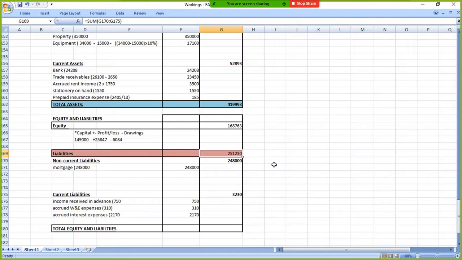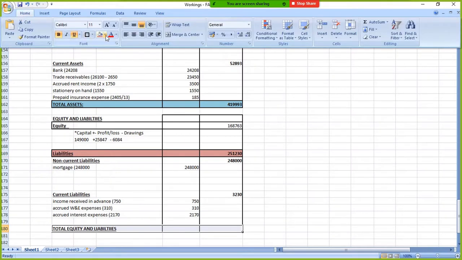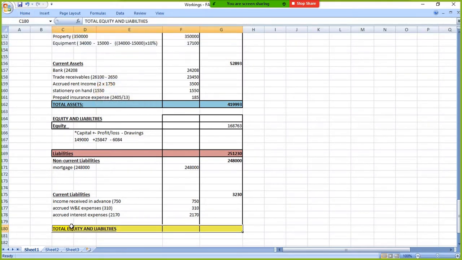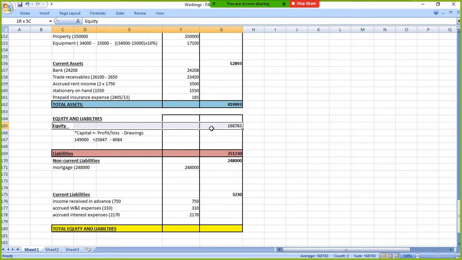There's my total for my liabilities. Then I need a total for my equity and liabilities. How do I add up equity and liabilities? There's the equity and there's the liabilities. You have to add up those two amounts. This plus that gives you, it should be the same answer.